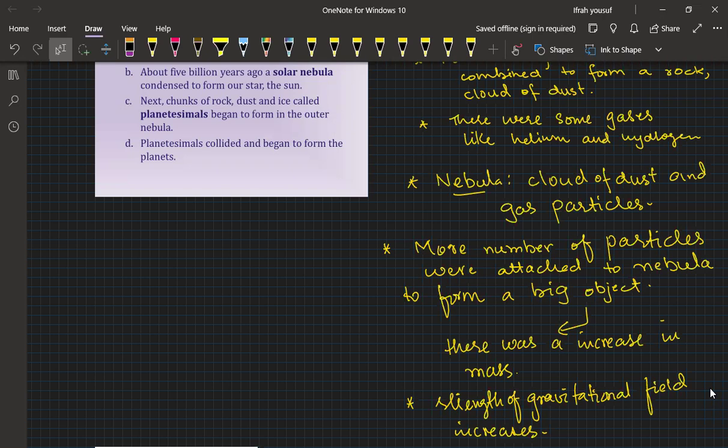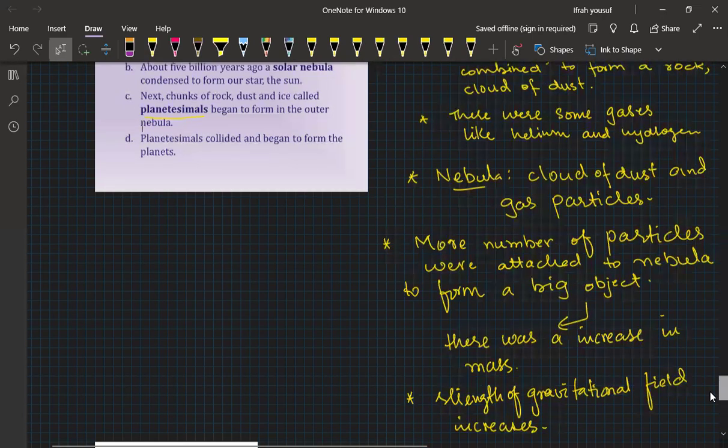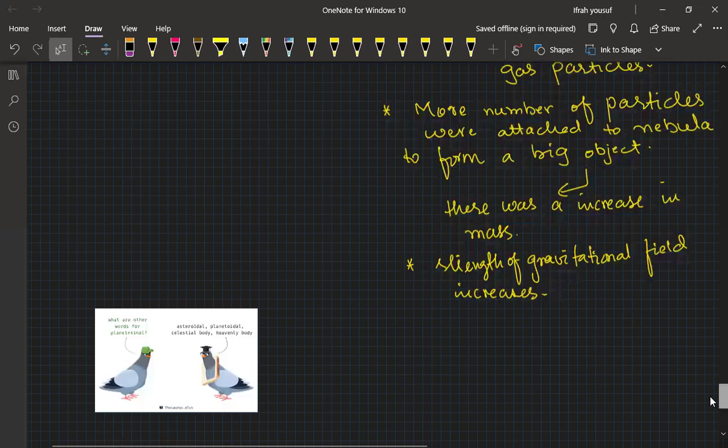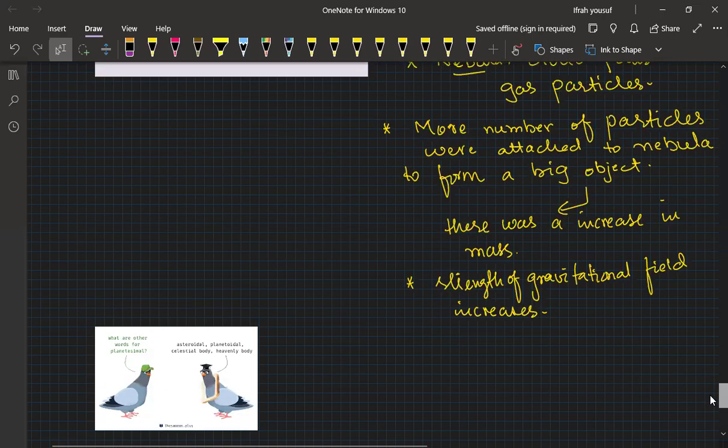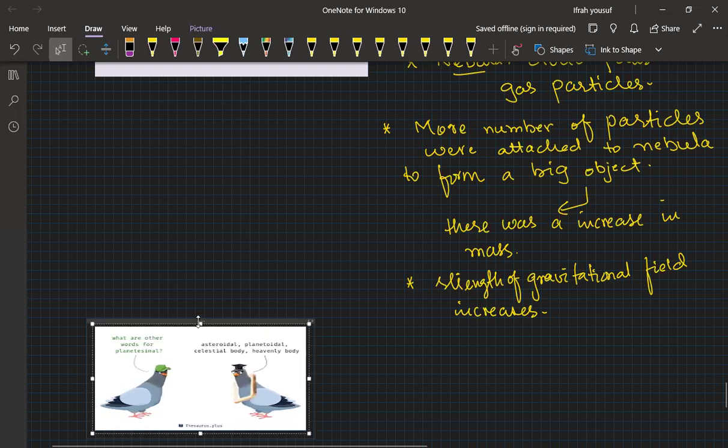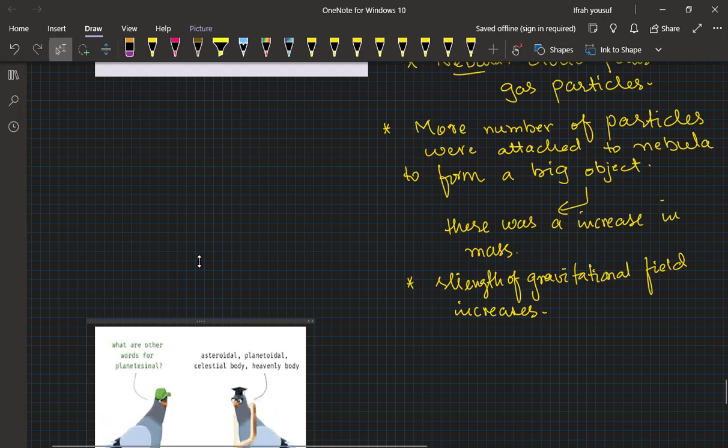Okay. What could be the alternative term for planetesimals? Planetesimals के लिए alternative term आप ये use कर सकते हो, heavy materials कह सकते हो, asteroidal कह सकते हो, ठीक है? Planetoidal, you can use planetoidal, celestial body, heavenly bodies, right? So you can see this picture here. I have attached it here, तो इसको मैं थोड़ा सा enlarge कर देता हूँ.